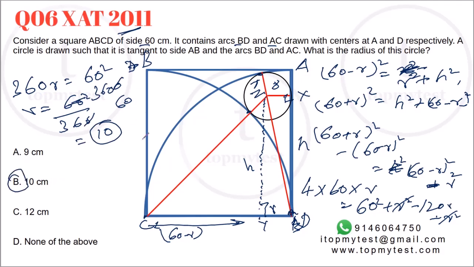Now, in case you want to mug up that relation, if you have a circle like this drawn between two arcs inside the square, and the side of the square is capital R, the radius of the smaller circle will be capital R by 6, 1/6 of the side. But again, this is just for information purposes. Even if you don't know it, in an exam situation, you can derive it if you want to.